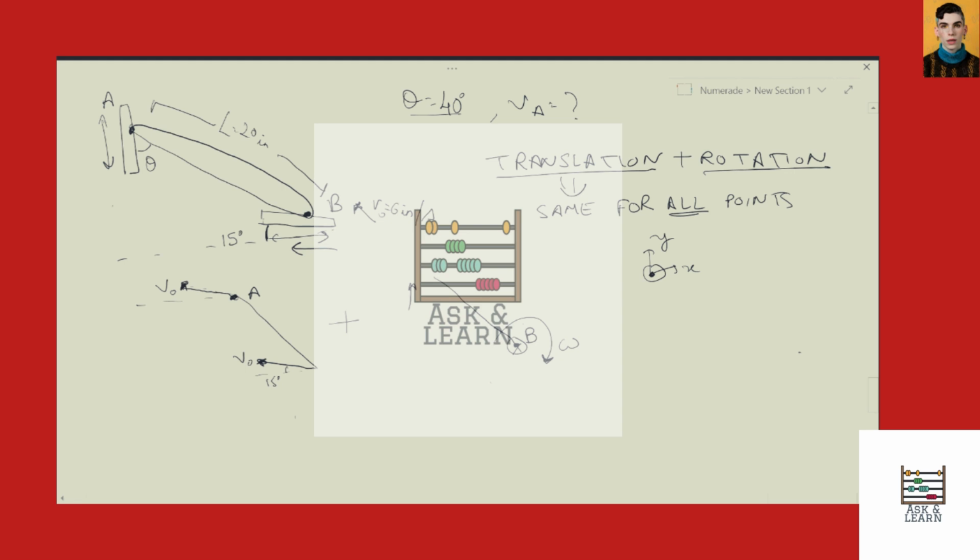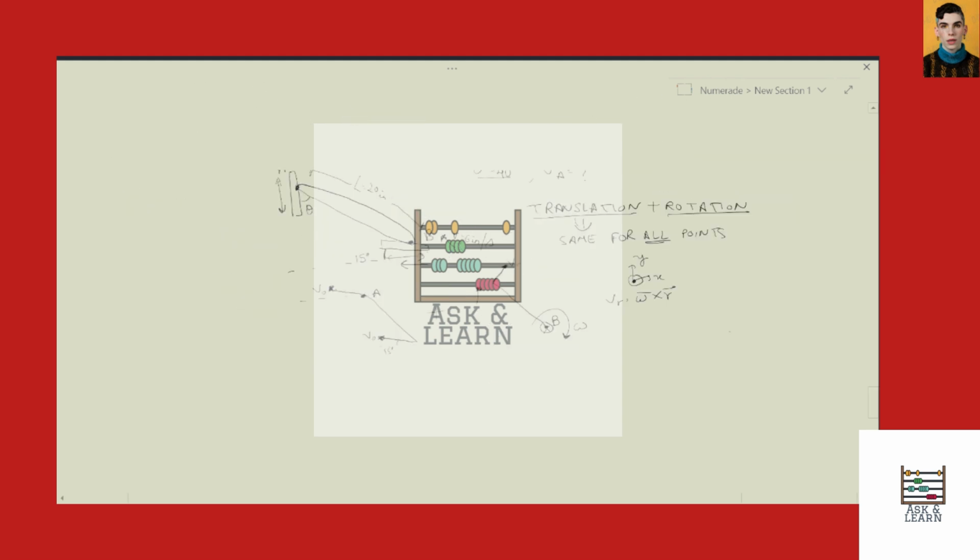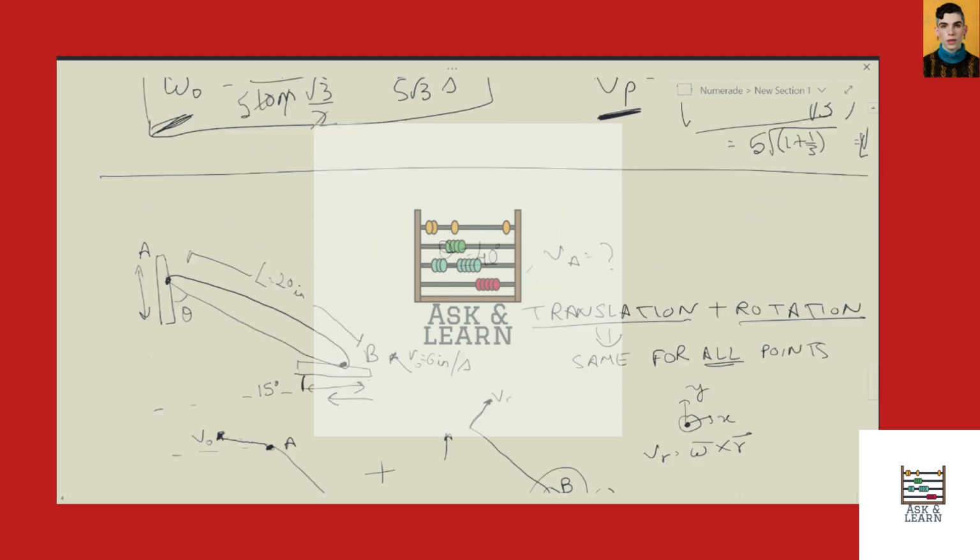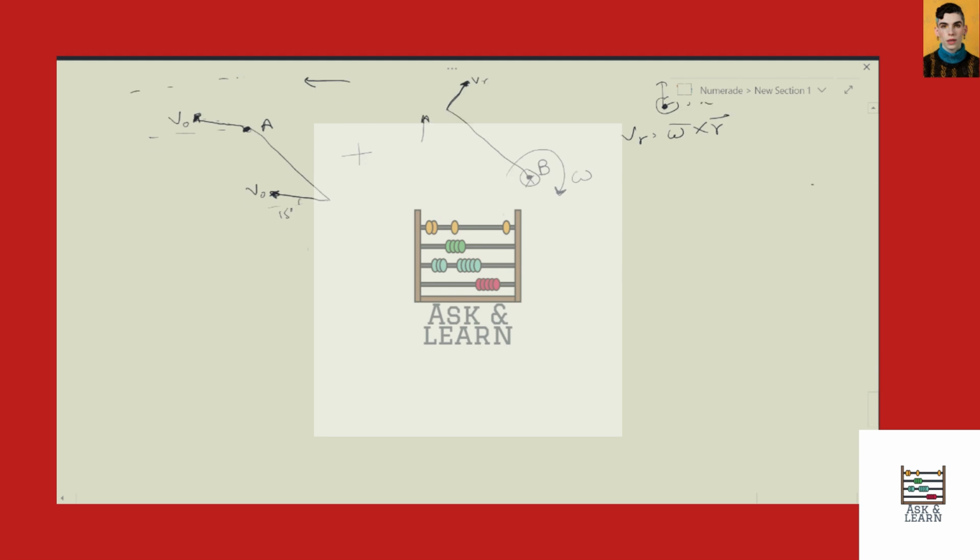The radial velocity is omega cross r, so it's always perpendicular to both omega and r. Given the direction of motion, we know that the radial velocity is going to be in this direction. Let's just write this as vr. Now we have the required quantities, so let us try to add them and get the final velocity.